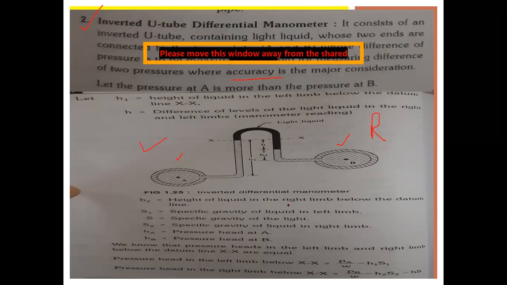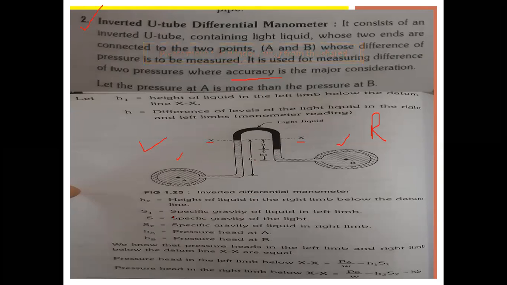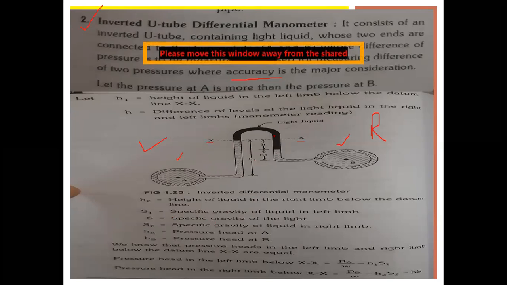h2 is the height of the liquid in the right limb below the datum line XX. S1 is the specific gravity of the liquid in the left limb. S is the specific gravity of the light liquid, which is the black portion above. S2 is the specific gravity of the liquid in the right limb.